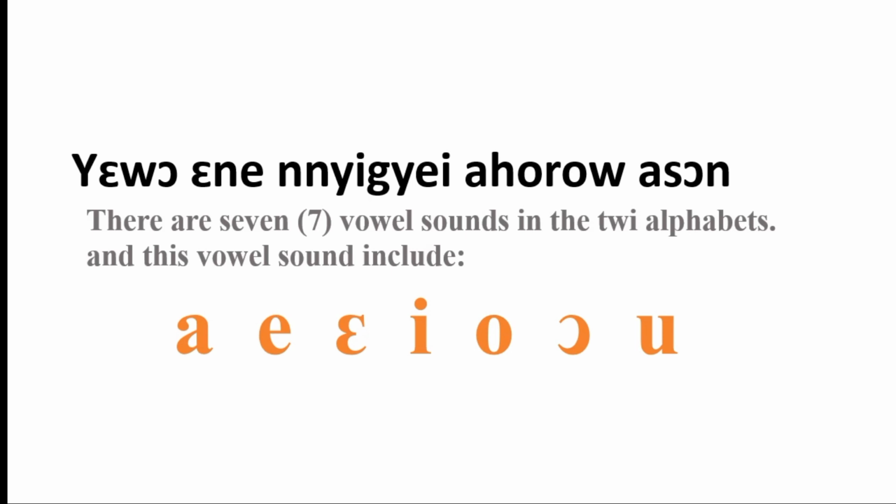These are the vowels. These are the vowels of the Twi alphabet. There are 7 vowels in the Twi alphabet.